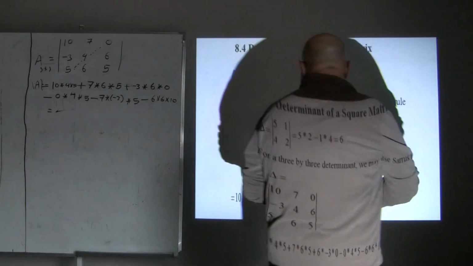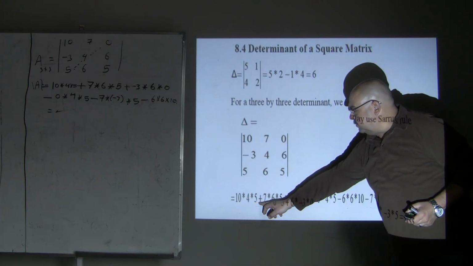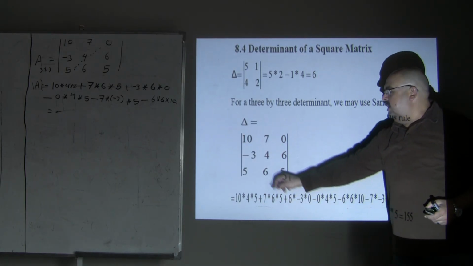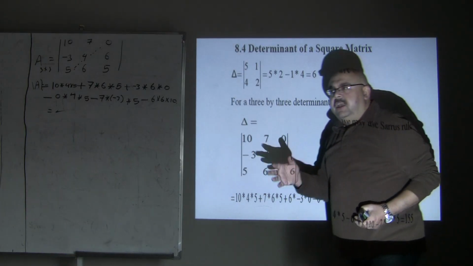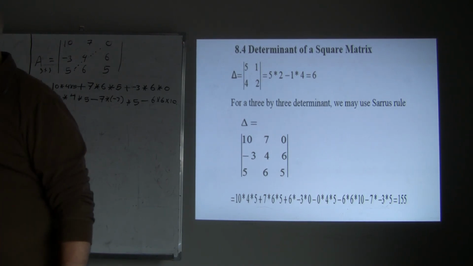So, here you go. Here are the numbers once more. 10 times 4 times 5. That's for the first part. Then 7 times 6 times 5. Then negative 3 times 6 times 0. That's it. Of course, if I'm multiplying down the road and I have 0, this term will be removed.